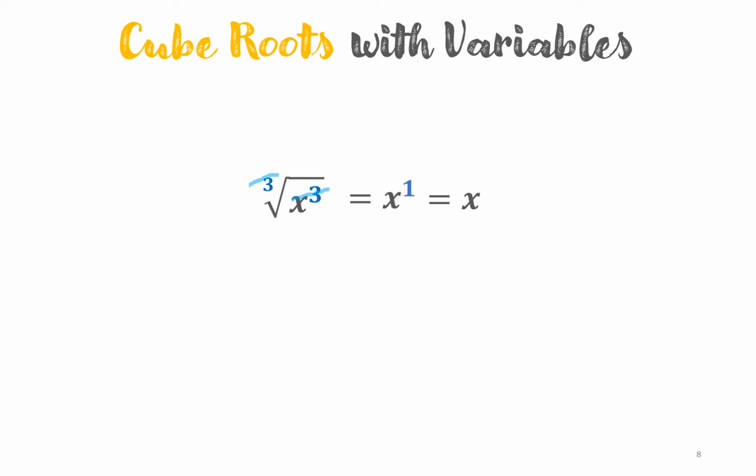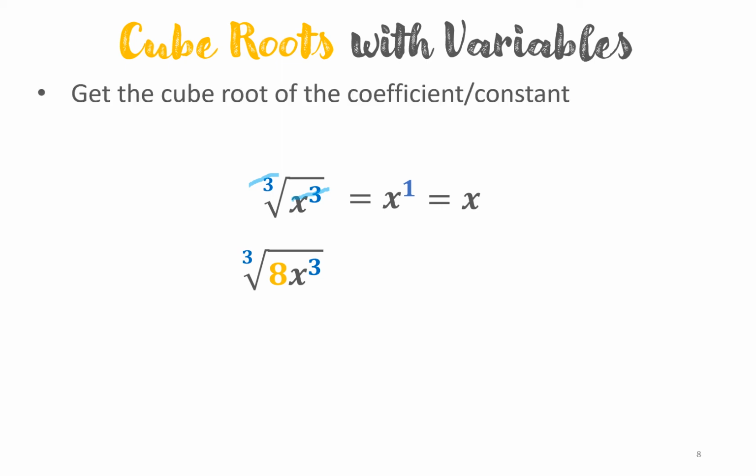Ngayon, dagdagan natin ng may number with variable. For example, you were given cube root ng 8x cube. Ang una niyong gagawin, you have to get yung cube root ng coefficient. Pag sinabing coefficient, yung nandun sa katabi ng variable. Numerical coefficient yun. That is 8. Kunin mo yung cube root ng 8. That would give us 2.